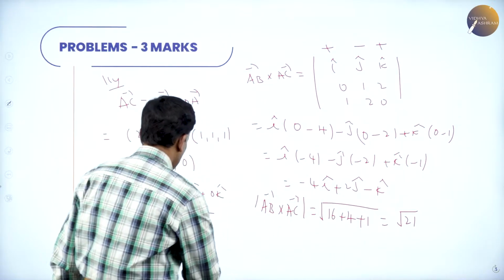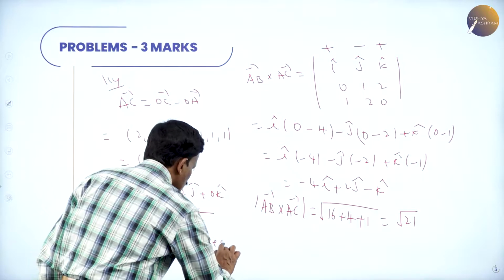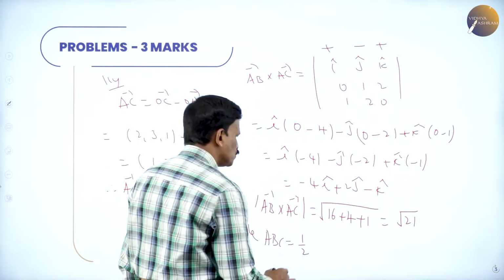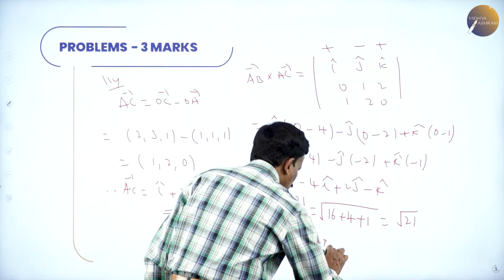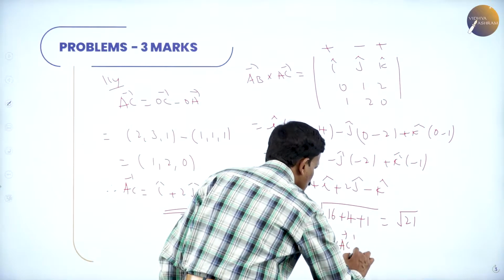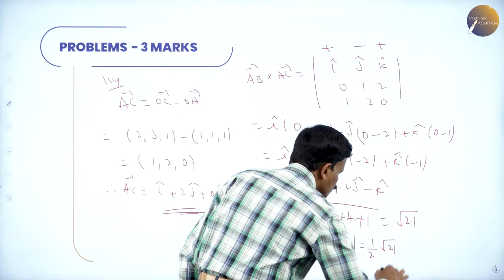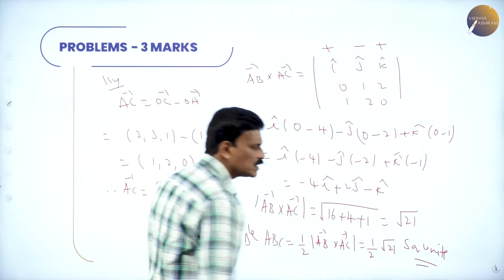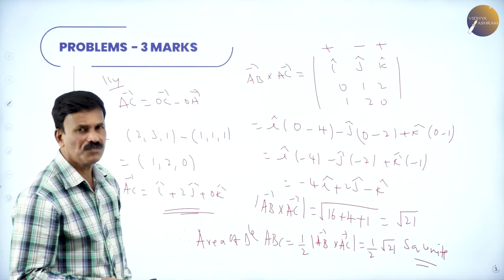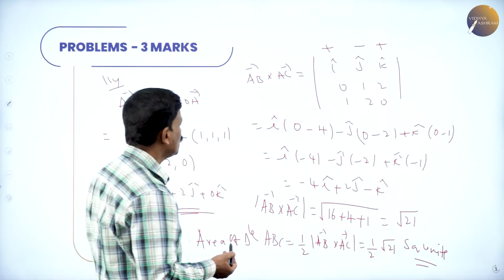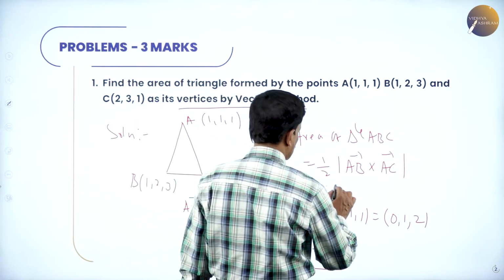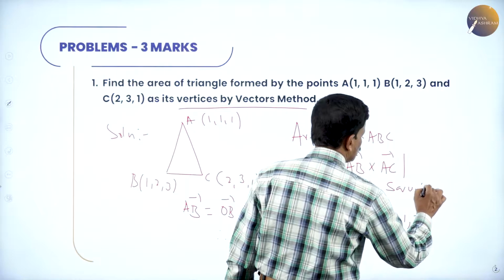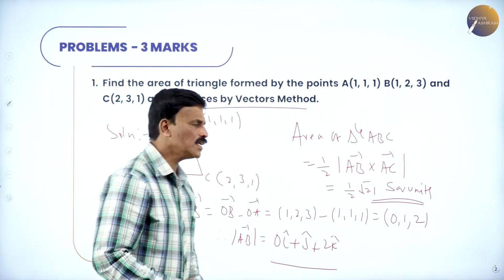So therefore the required area, area of triangle ABC is equal to half into length of AB cross AC, which is equal to 1 by 2 into root 21 square units. That's all. This is the required area. So what is AB? Length of AB cross AC is root 21. So here, therefore, the required area is equal to half into root of 21 square units. That's all. So this is the area of the triangle.